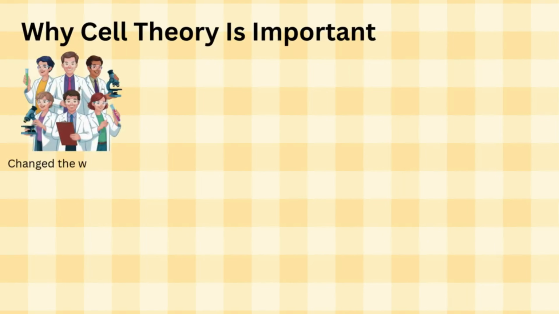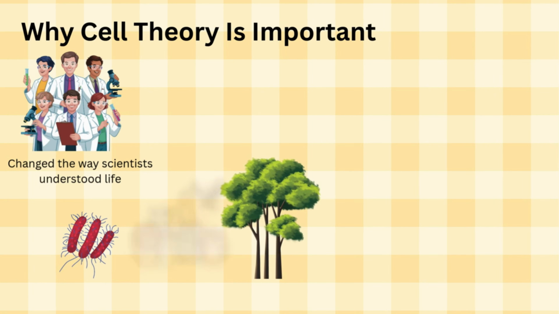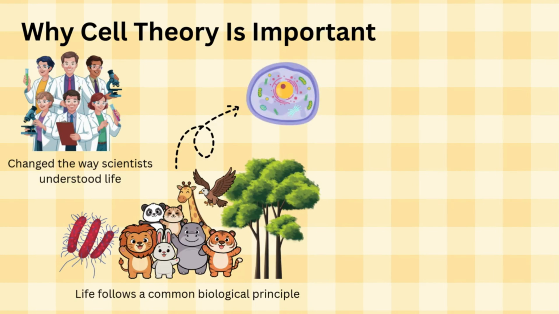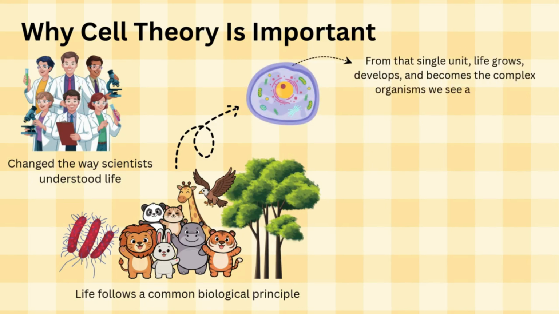Cell theory changed the way scientists understood life. It showed that despite the enormous diversity of living organisms, from microscopic bacteria to giant trees and animals, life follows a common biological principle. Every living thing begins with a cell. From that single unit, life grows, develops, and becomes the complex organisms we see around us.